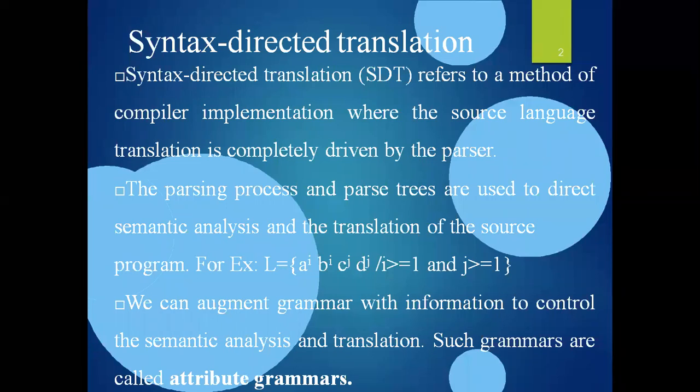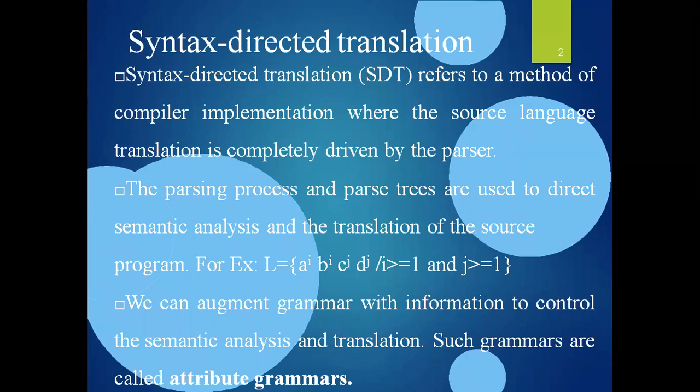What it means is, after generating the corresponding parse trees from the constructed parsing tables, we already constructed or implemented some techniques. From those techniques, we generated a corresponding parse tree based on the constructed parsing table, right? So here we are performing the translations for the context free grammars, right? And the most basic point, point number 1, defines that it refers to a method of compiler implementation where the source language translation is completely driven by the parsers. And here the parsing process and the parse trees are used to direct semantic analysis and translations of the source program.